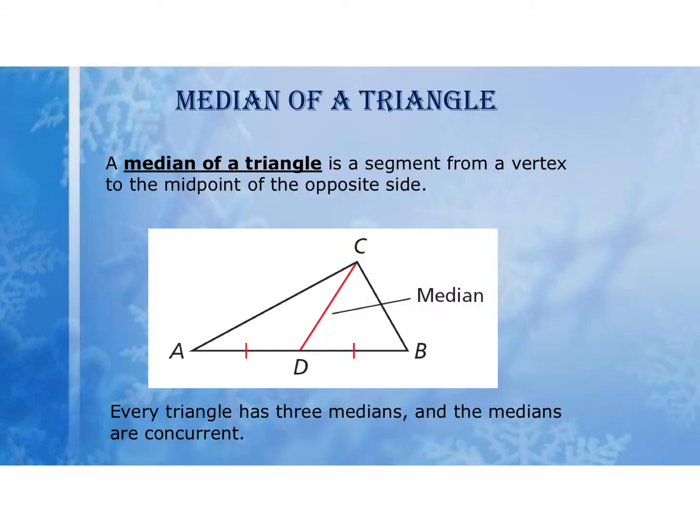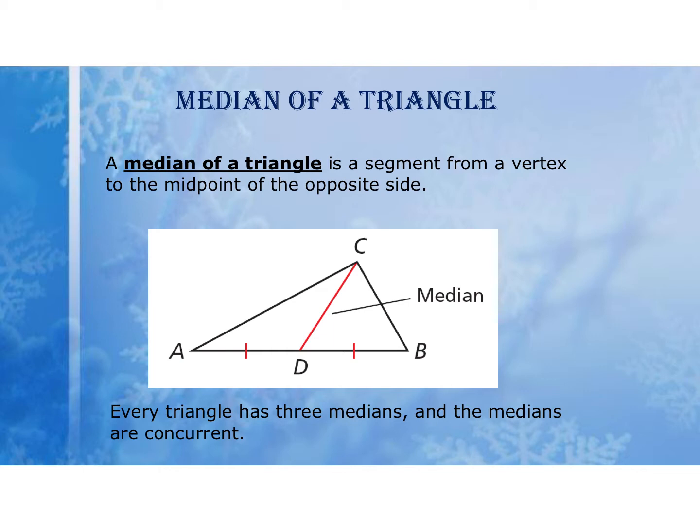A median of a triangle is the segment that goes from the vertex to the midpoint of the opposite side. Every triangle has 3 medians. The point of concurrency, where all 3 medians meet, is called the centroid, and that's what we're going to cover on the next slide. However, in this picture, the red line is only 1 median.